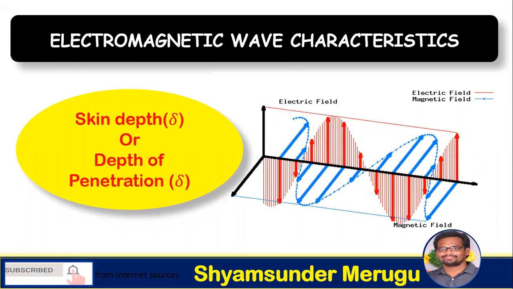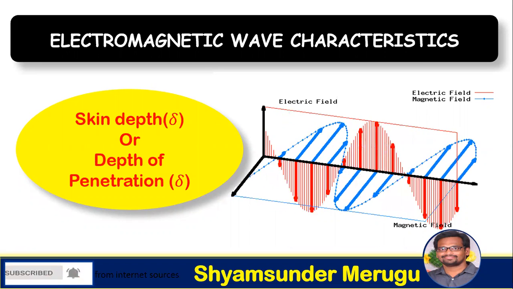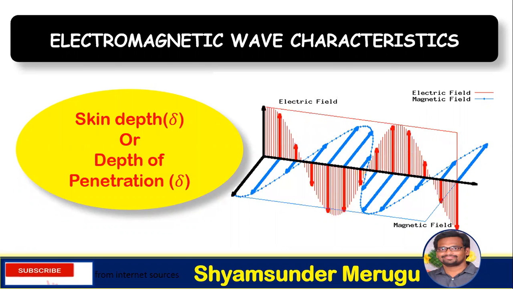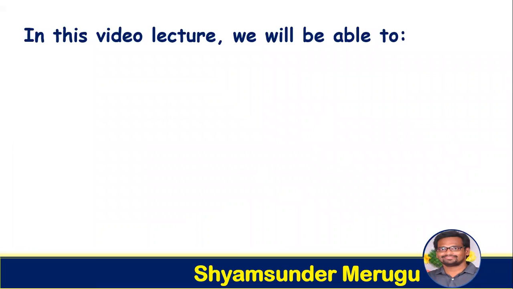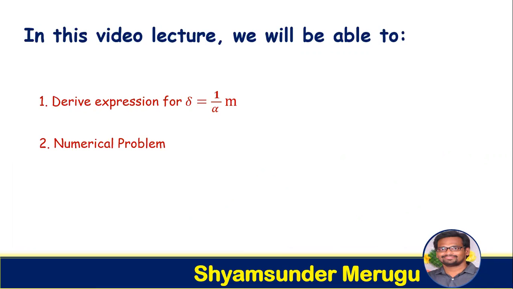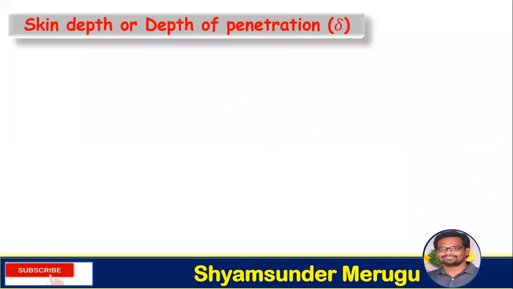Today's topic is skin depth or depth of penetration under the title of electromagnetic wave characteristics. In this video lecture, we will learn to derive the expression for the skin depth or depth of penetration, which is equal to 1 by alpha in meters, and also we will look at a numerical problem based on the formula.